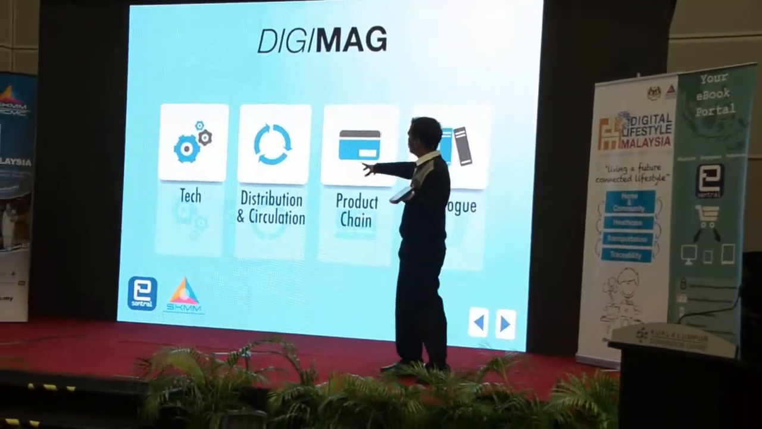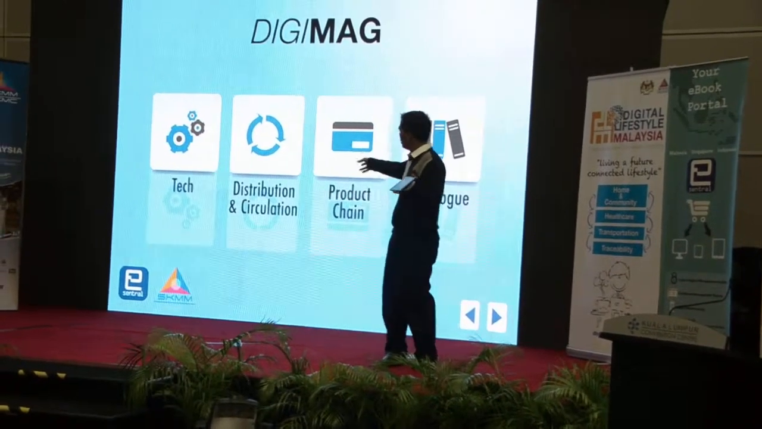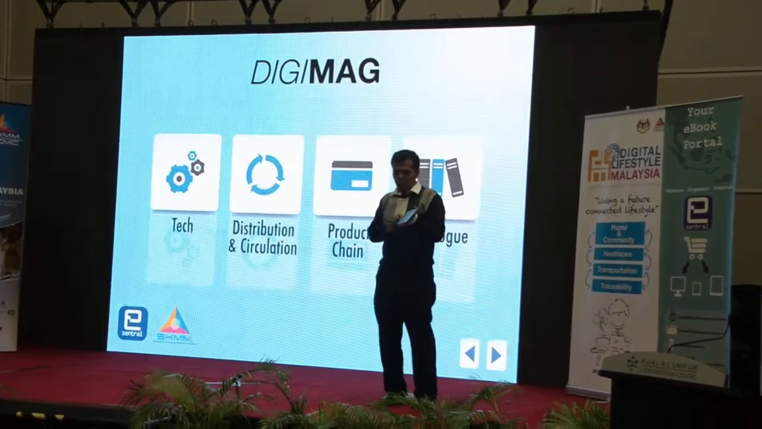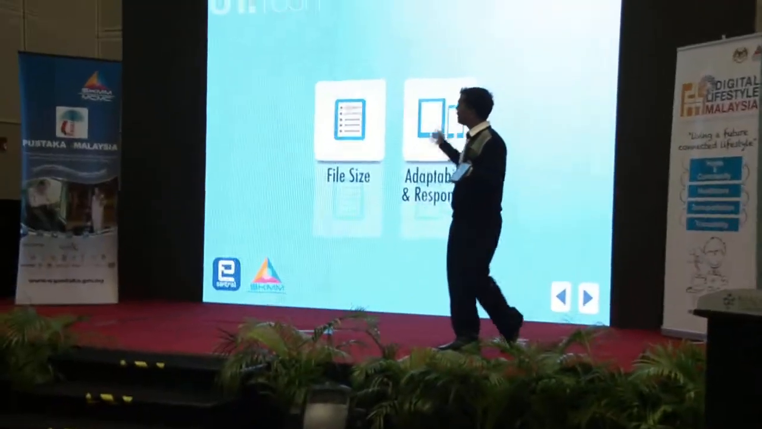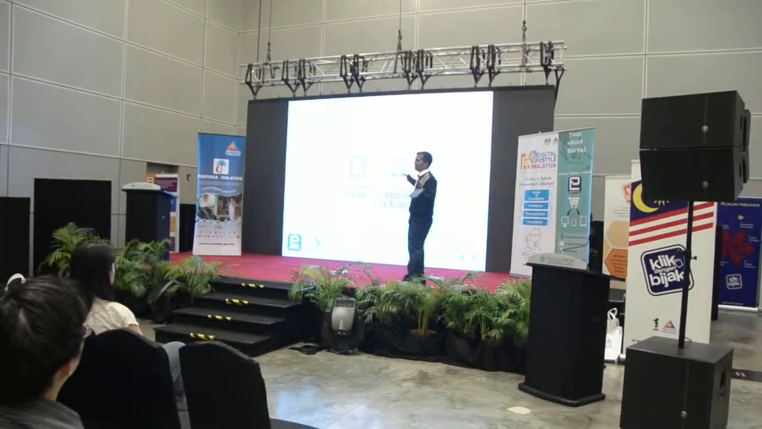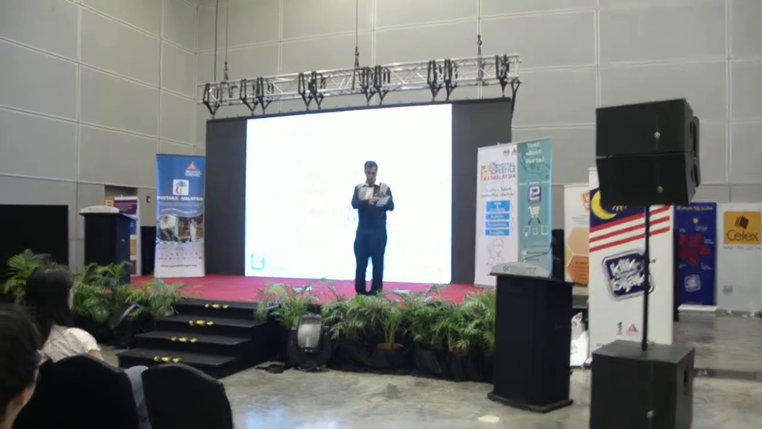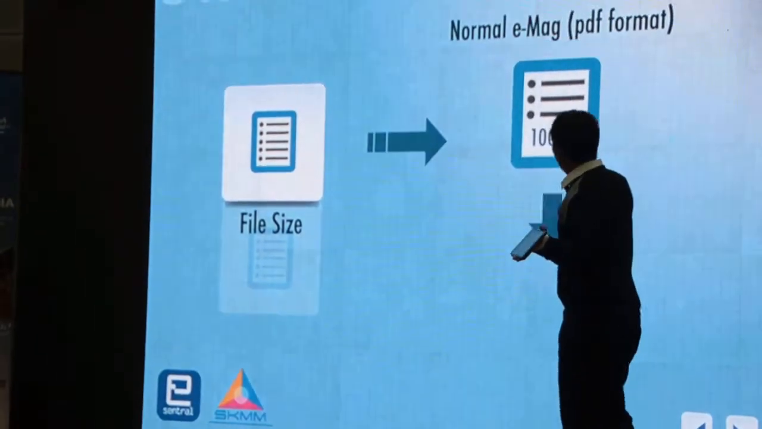First and foremost, I'd like to talk about the technology behind it, and then I'll talk about the distribution, the product chain, and the catalog. For the technology, there are two things we're looking at: the file size and how we tackle that problem, and how we made it adaptable to different screen sizes.